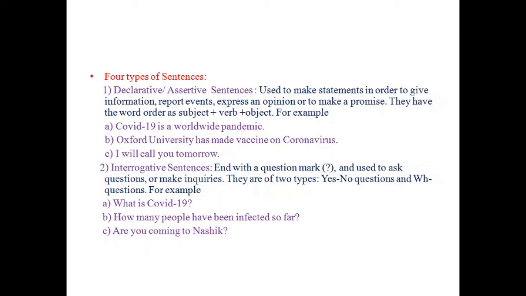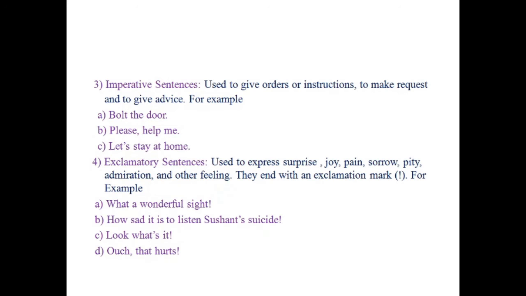Let us move on to the third type of sentence, that is the imperative sentence. Imperative sentences are used to give orders or instructions, or to make requests and to give advice. This is the function of imperative sentences. They are used to give orders, commands or instructions, or to make requests or to give advice.